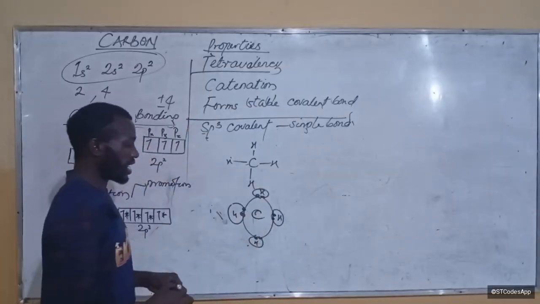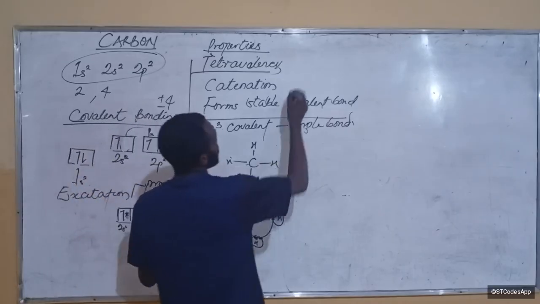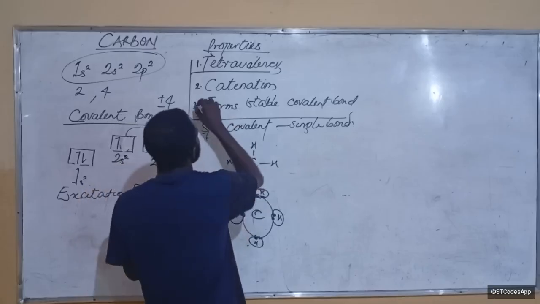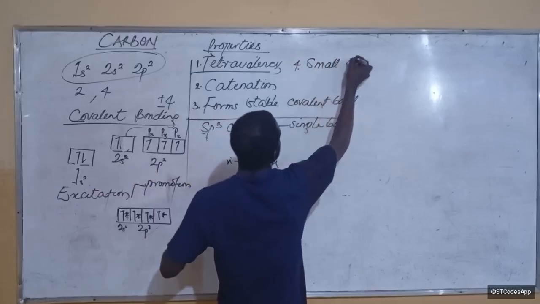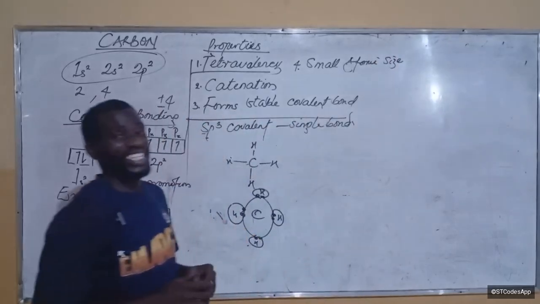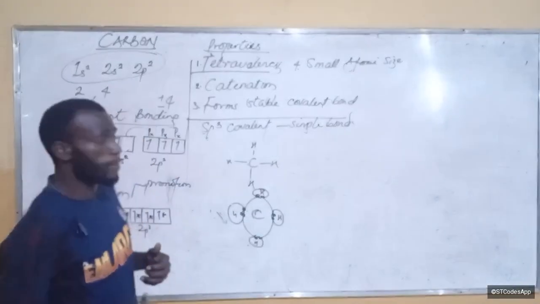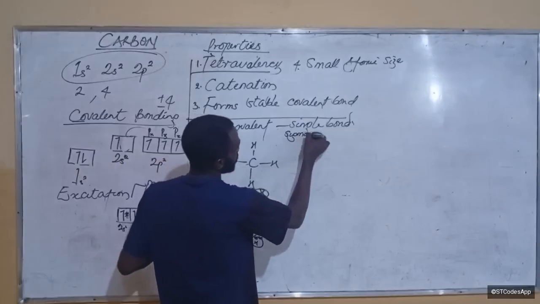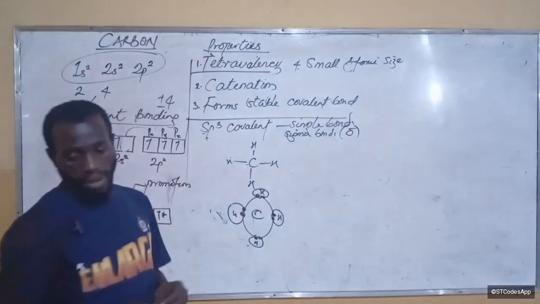And of course, you see that it's very small, it's tightly packed. Here's another property of this. We said 1 is tetravalency, 2 is catenation, and 3 is ability to form covalent bonds. Then the 4th one is that it has small atomic size. Hence, the reason why it can be tightly packed together when it forms these strong covalent bonds. Is that okay? These single bonds you see here are called sigma bonds.